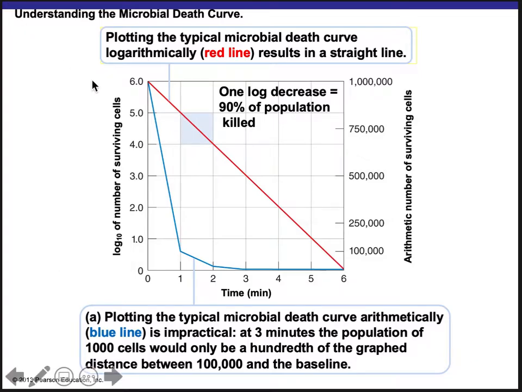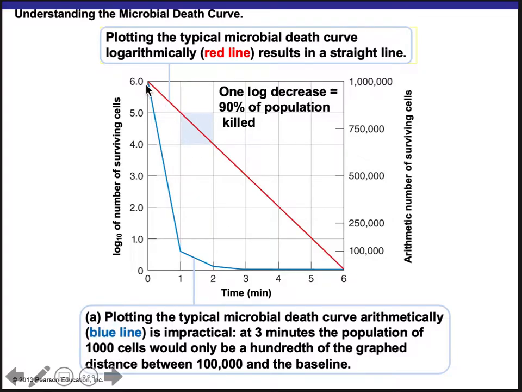Okay, so this red line plotting the typical microbial death curve logarithmically, right? So using the log scale, and it shows you that it's a straight line, and that shows you that it's a constant rate. It's also a lot more useful because now you can get a better idea of how many microbes you're actually dealing with, right? So at each log, 1, 2, 3, 4, 5, 6, right? It also shows you time on the bottom, and then it shows you the actual arithmetic numbers of surviving cells. Okay, surviving cells, right? Because right now our goal is to kill.